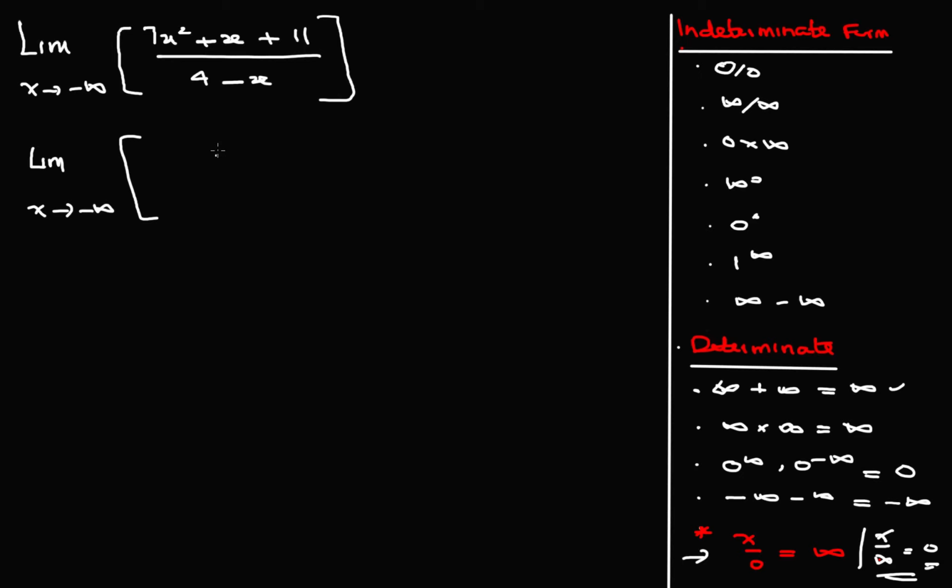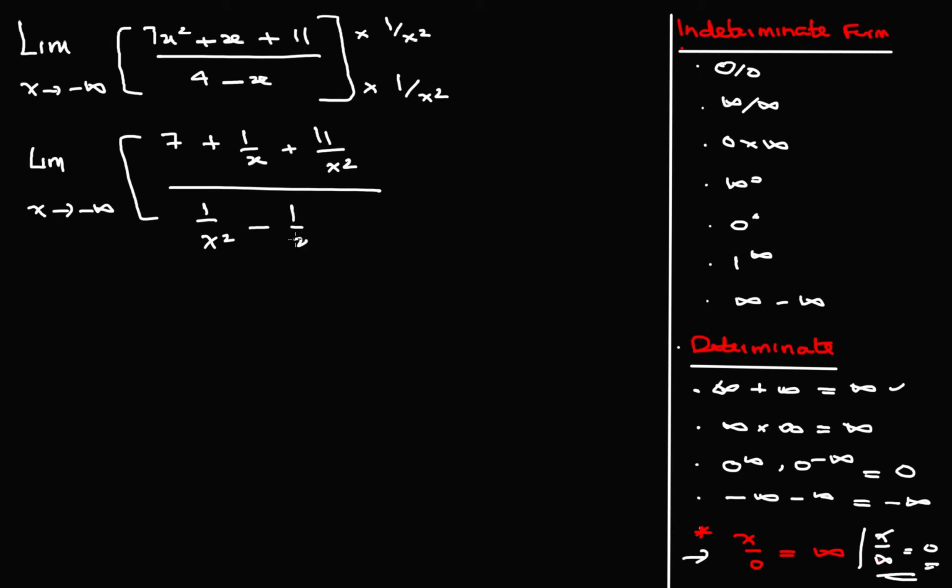I'm sure by now it's becoming a little bit boring for you because you know what's going on, but we can practice together, right? So here we're going to multiply by the highest power, which is 1 over x². So this one gives us 7 plus this will be 1 over x. What about this? That will be 11 over x squared. So as we practice, we can master this. And then this one becomes 1 over x squared minus this one, 1 over x.